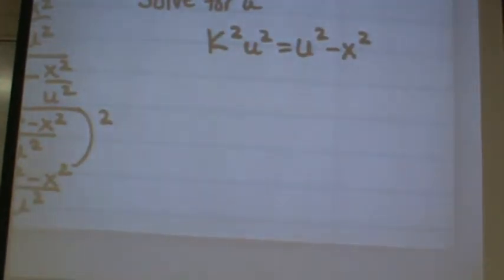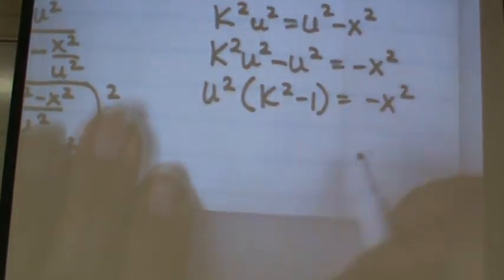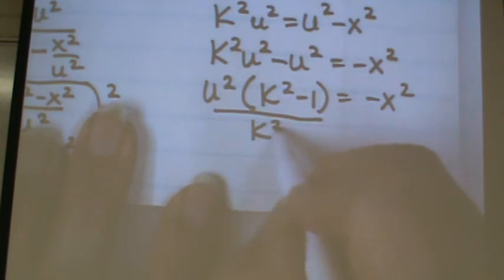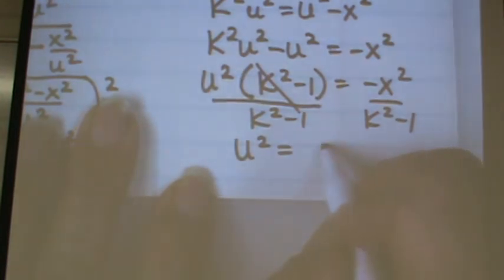Now what I want to do is get my u's together so that I can factor them out. So I'm going to bring this u squared over on the other side. So k squared u squared minus u squared equals negative x squared. And I'm going to factor out a u squared. So I have k squared minus 1. And now I'm going to divide both sides by k squared minus 1. So I have u squared is equal to negative x squared over k squared minus 1.